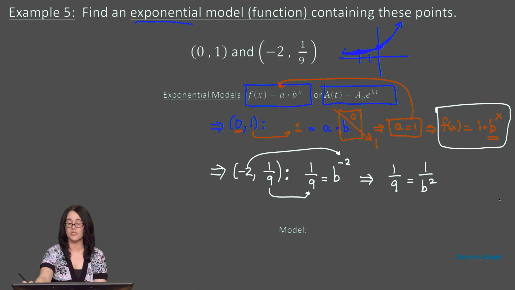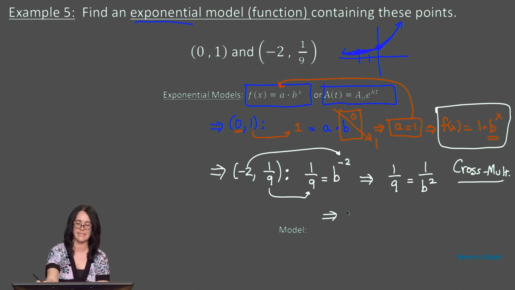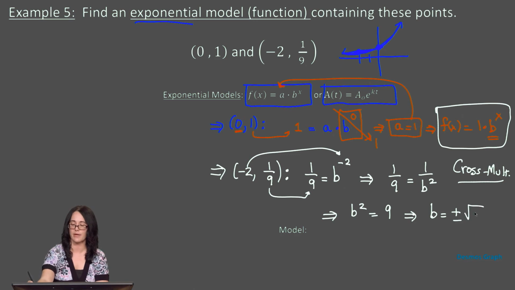And I could solve this ratio equals a ratio, otherwise known as a proportion problem, by simply cross-multiplying. Another way of saying that is you could clear your fractions by multiplying both sides by the least common denominator, 9b squared. But cross-multiplying is easiest. 1 times b squared is simply b squared. 9 times 1 is simply 9. Now I could solve this using the square root property. b could either be positive or negative square root of 9. But we know what the square root of 9 is, don't we?